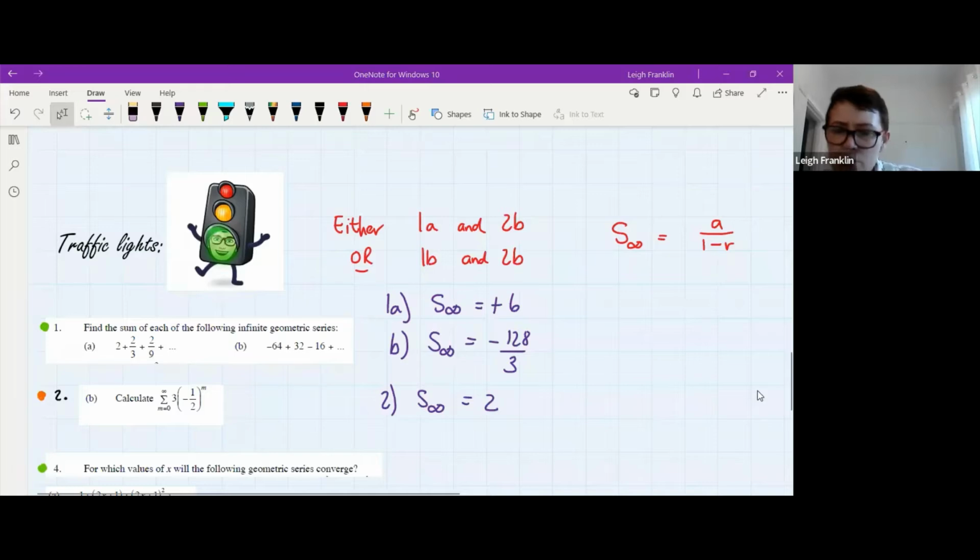All right. So fairly straightforward, isn't it? It's just sort of subbing into our formula once we've worked out what the value of A and R is. Okay, so let's go back and have a look at the next example.